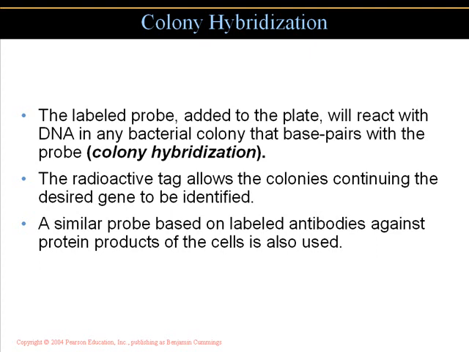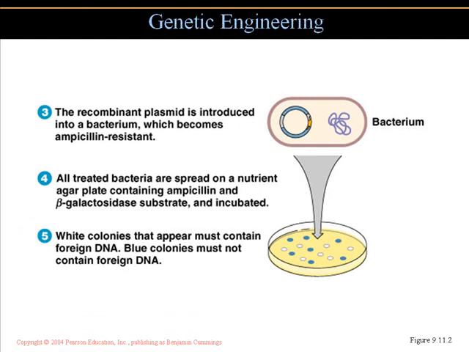You basically radioactively tag the parent DNA, and then when you add it into a recombinant sequence, you're able to follow it because the radioactive base pairing will be labeled on the new organisms that are formed. A similar probe based on labeled antibodies against protein products in cells is also used. The analogy I used for you was what we use in thallium scans, which are particular types of scans that we use for people with heart disease.